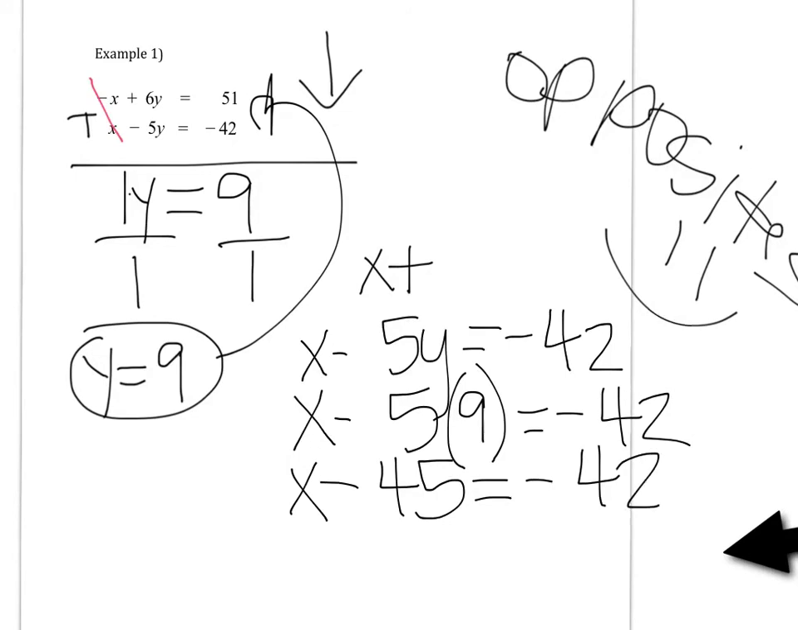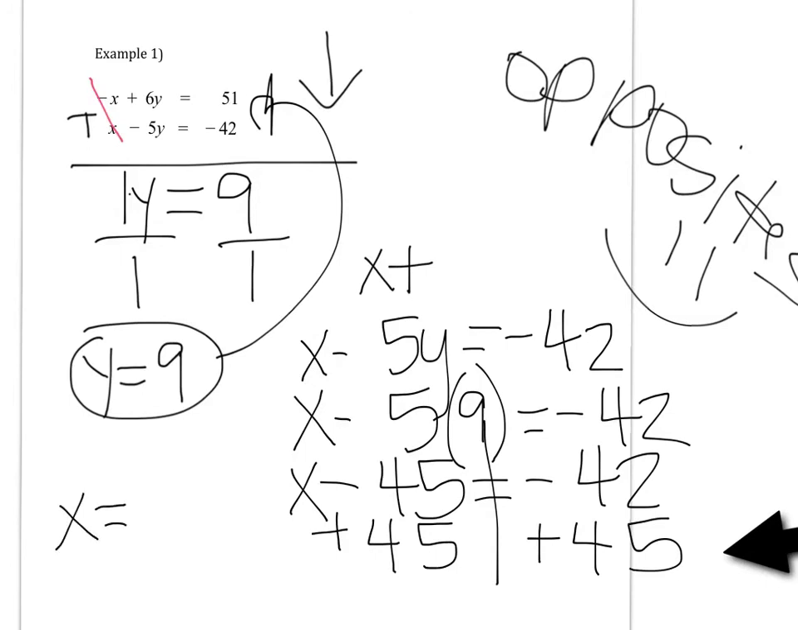Now I'm going to draw my line. I've got to get this x alone. So in order to do that, I have to move this minus 45. The opposite of subtracting 45 is adding 45. So I'm going to add it to both sides. So I'm left with x equals negative 42 plus 45. If you do it in your calculator, you should get 3.